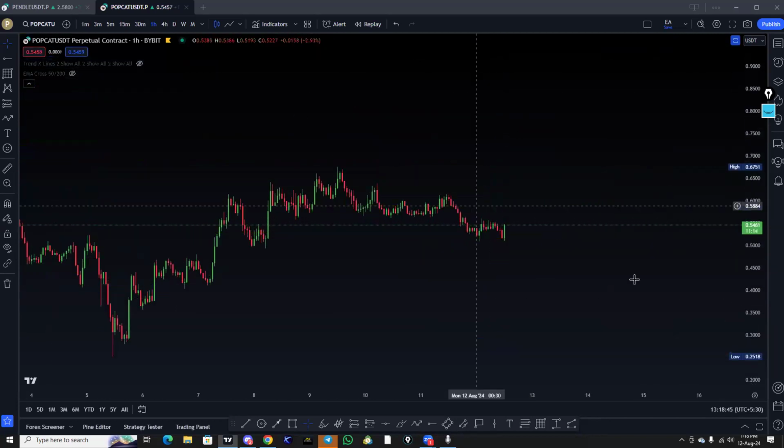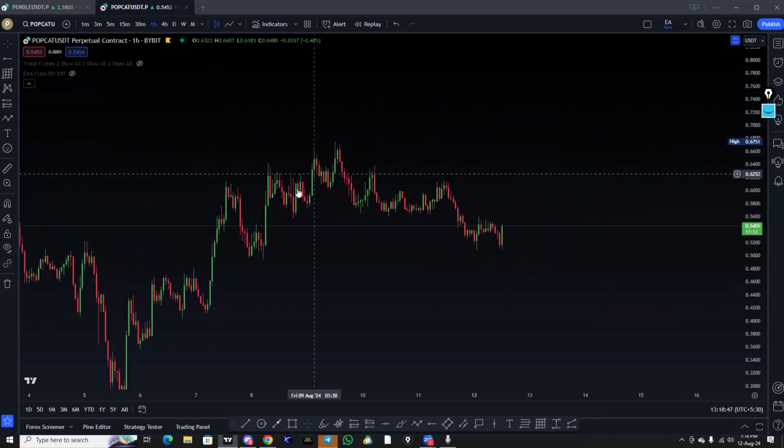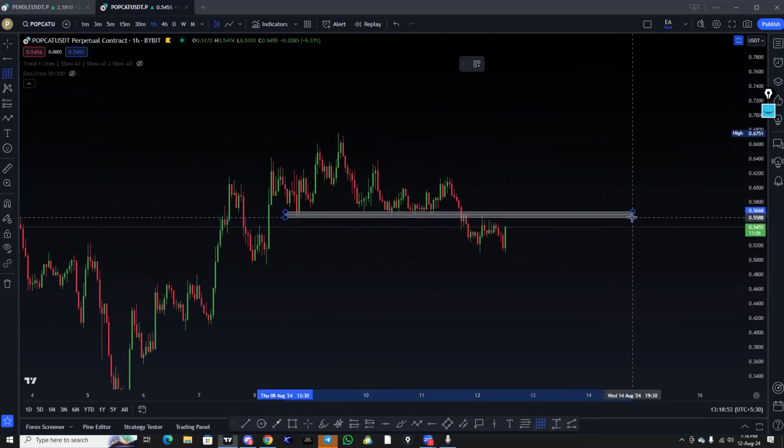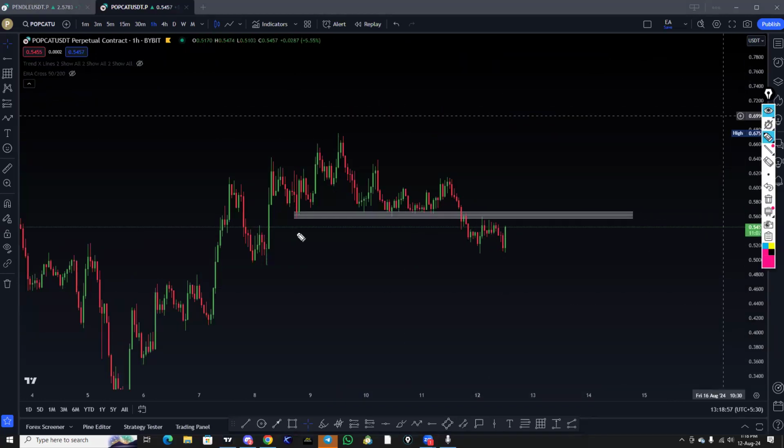See, now this level is very important. I'll show you here, Popcat, how we can mark the zone. See here, we got rejections multiple times. Can you see? Yeah, very clear. This level is very important. Wait for a breakout, then retest, then we can try a long position once we get a breakout retest.